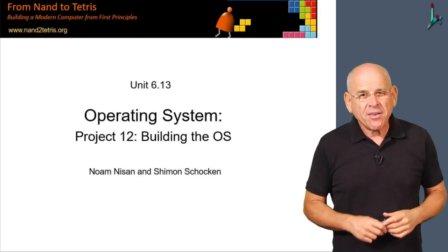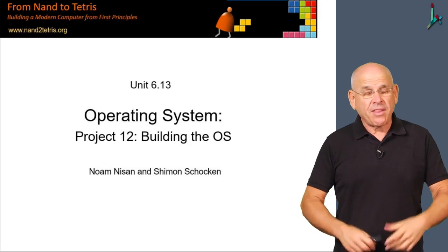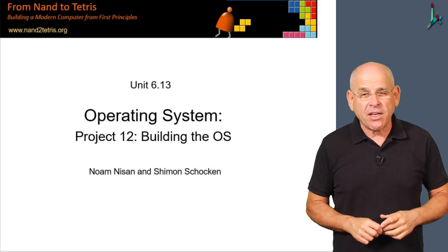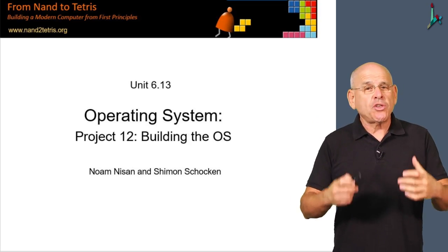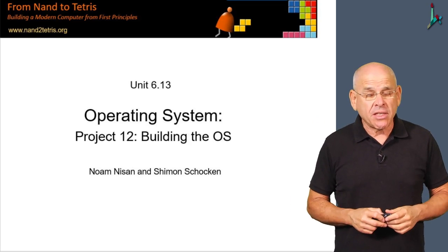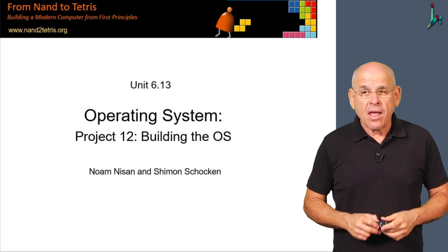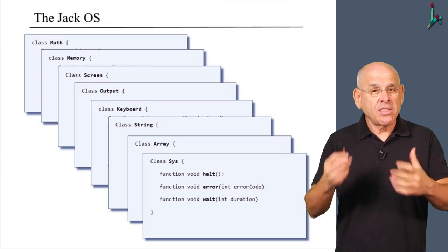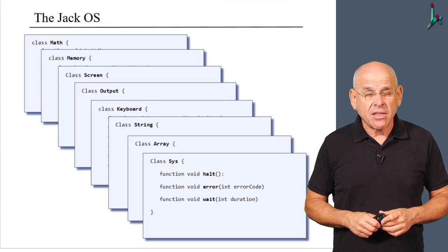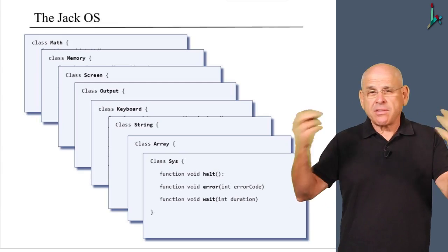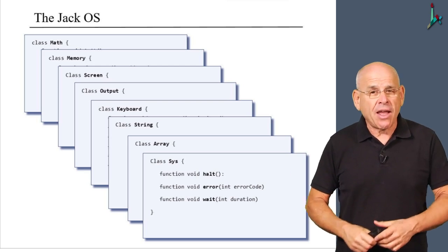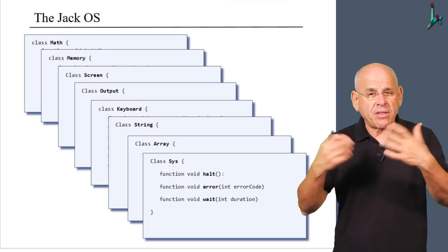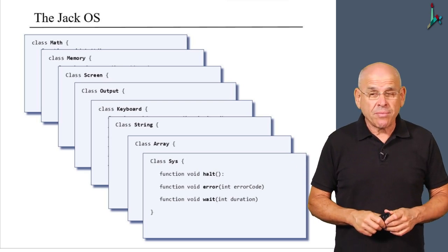So here we are in project 12, the last and final project in Nand to Tetris, in which we are going to build our operating system from the ground up. Here is the operating system in all its glory, consisting of 8 different classes, each designed to service some other functionality like memory management, screen management, keyboard management, and so on.